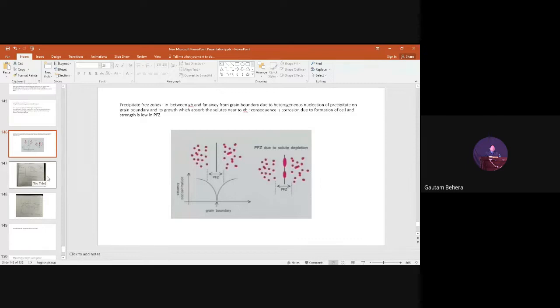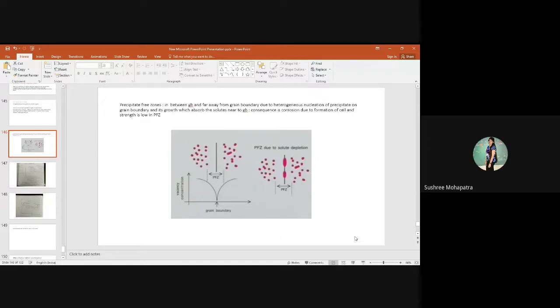Now we'll move to the new topic, that is heat treatment. I think you people have a better understanding of heat treatment from your undergraduate. So if you remember, can you tell me what are the different cycles involved in a heat treatment, or what are the different stages of a heat treatment? If you want to heat treat a steel, what are the different stages we have?